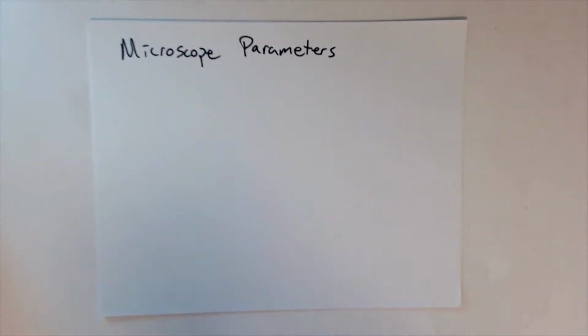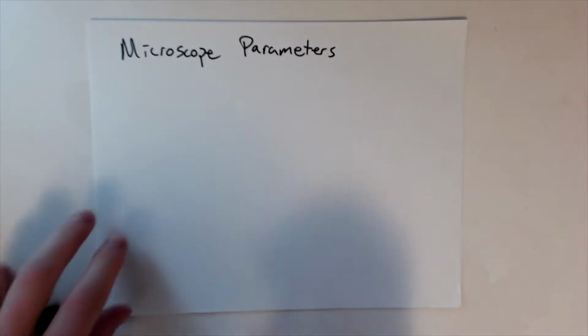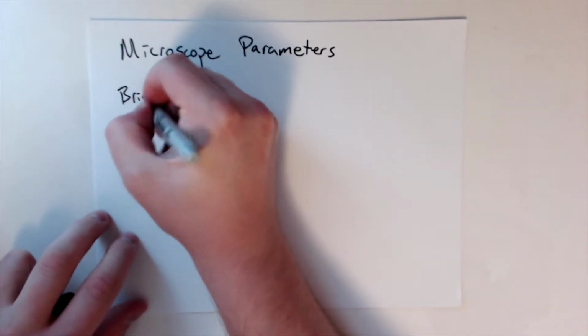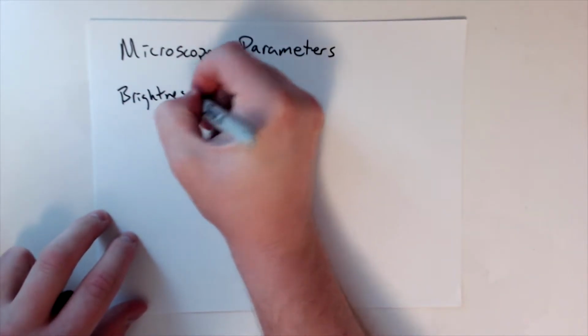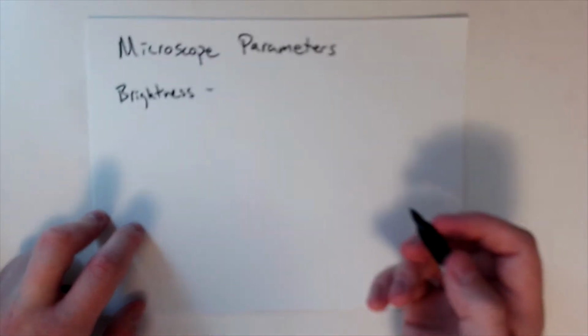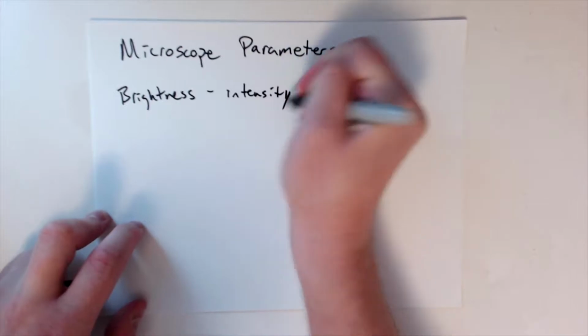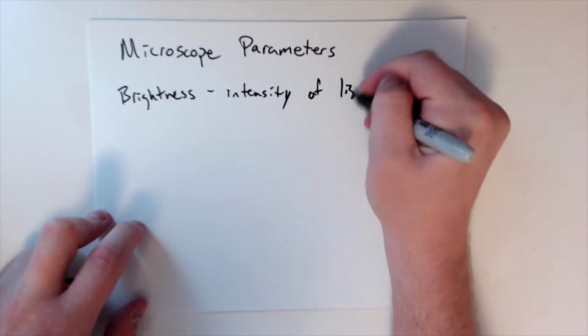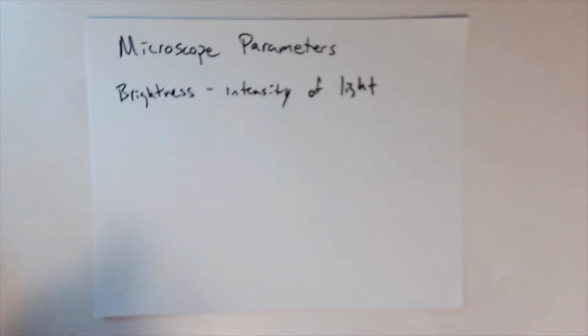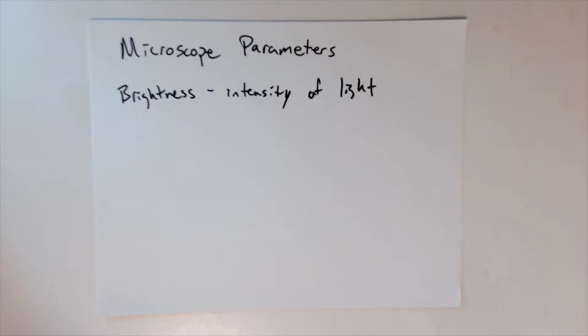In this module, we're going to talk about some microscope parameters that affect image quality and image presentation. So the first thing I want to talk about is brightness. Brightness really just refers to the intensity of light. It's a pretty simple, straightforward thing to think about: just intensity of light.